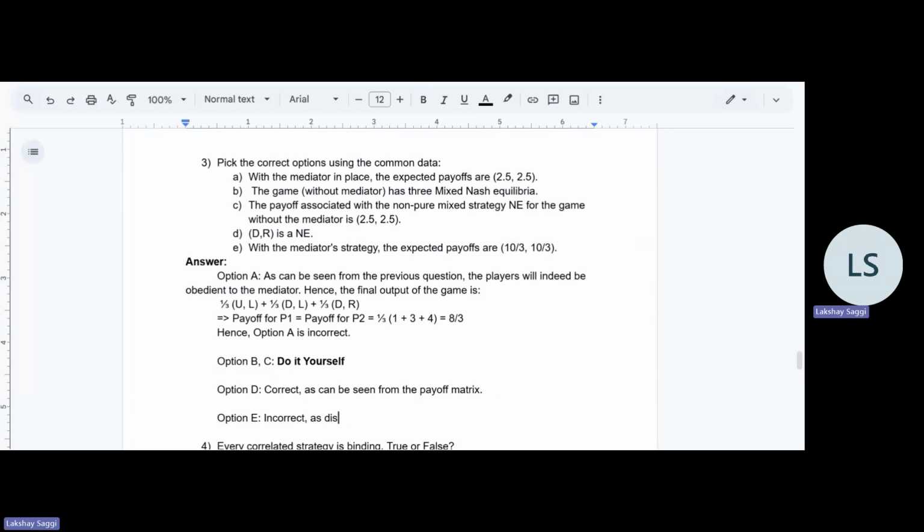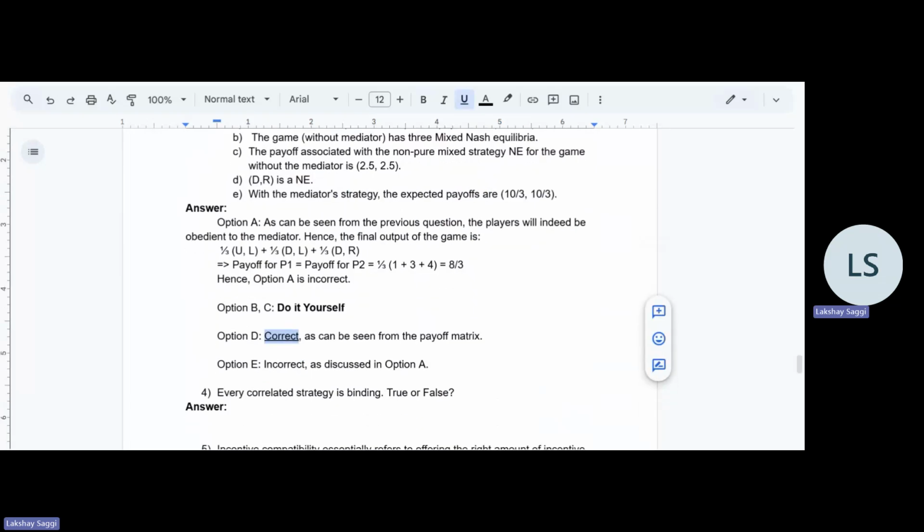So as discussed in option. Okay. So option D is correct. I leave C and B to do it yourself for you guys. So for now, just option D is correct. Like these you have to find out yourself, and I won't be giving the final answer.